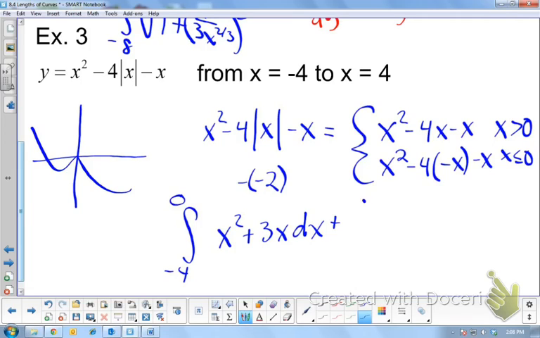And then we have to add the other integral from 0 to 4. This time we use the top function.